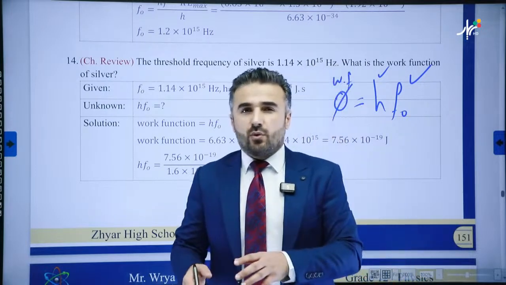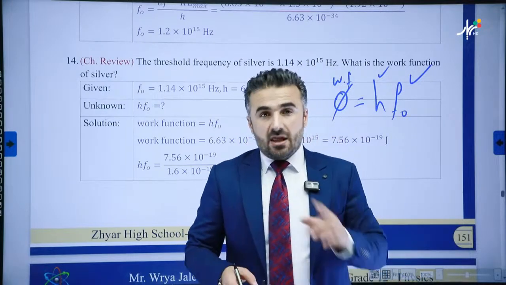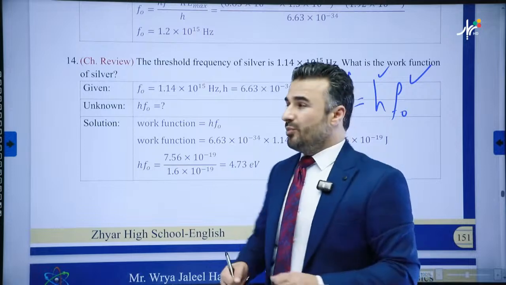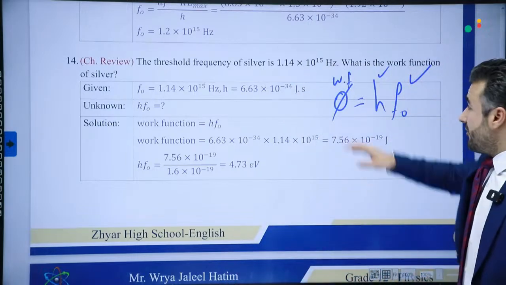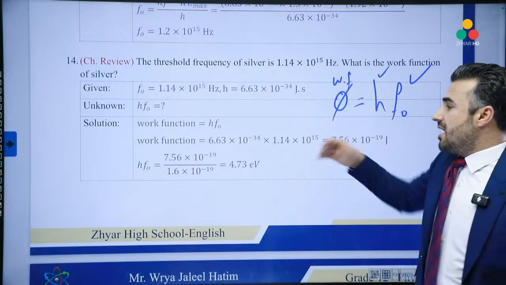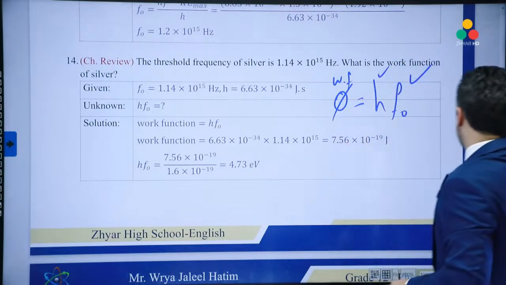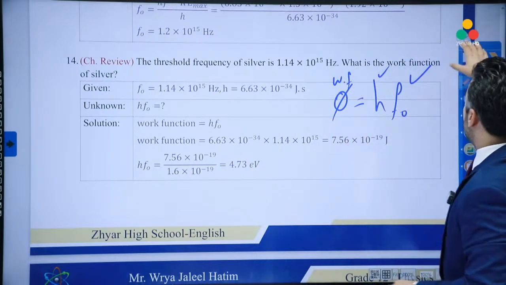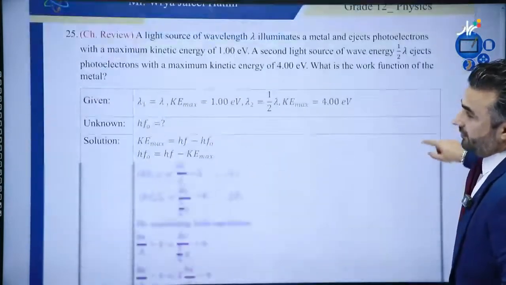What if they ask you to find the work function, but in electron volts? Then you will divide the work function by 1.6 times 10 to the power negative 19, and that'll be in electron volts, okay? That'll be the work function for silver.